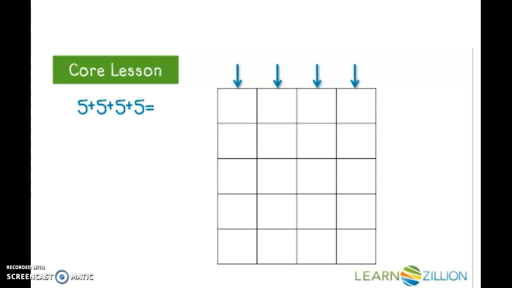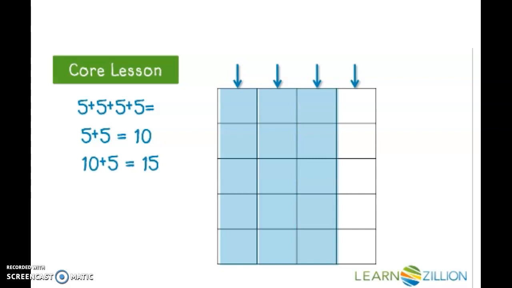5 plus 5 plus 5 plus 5. I need to break this down a little bit more. So let's add our first 2 columns, 5 plus 5, which will equal 10. Add on our third column, another 5, which will equal 15. And our fourth column, 15 plus 5, which means there's 20. So 5 plus 5 plus 5 plus 5 equals 20.